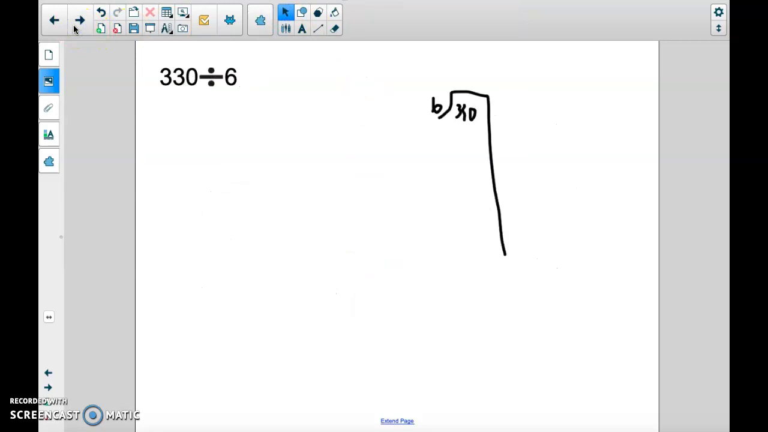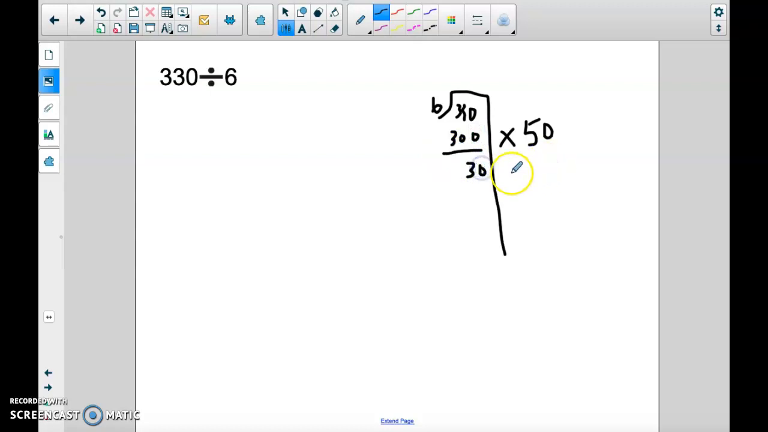So next problem is this one, 330 divided by 6. Go ahead and solve it. Use your strategy, and then unpause the video when you are done solving, okay? So again, guys, I'm going to start by times 50. It's been working well for me. Because then that'll be 300. And now I'm left with 30. And I'll do times 5.